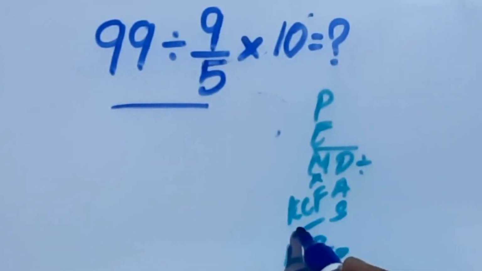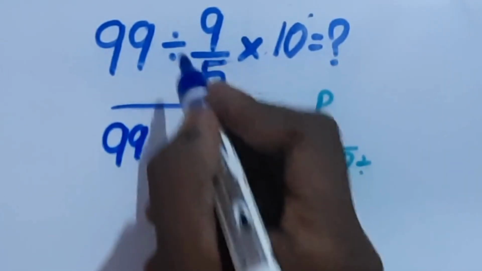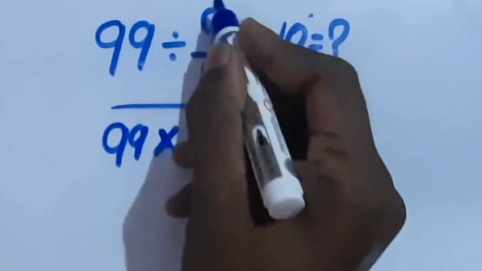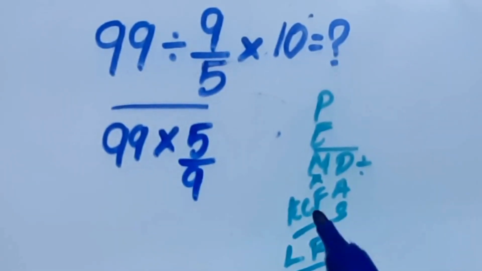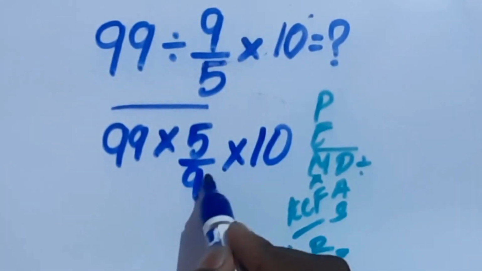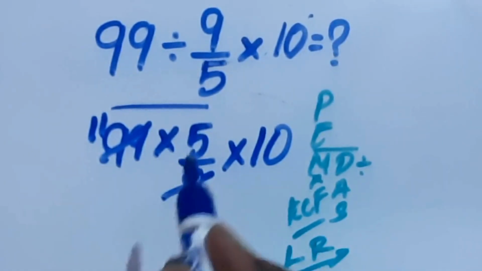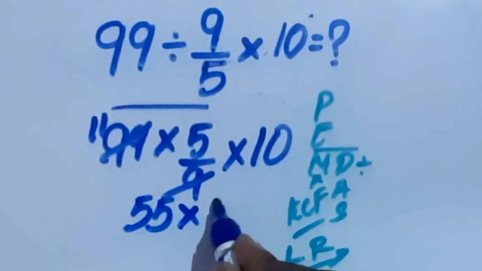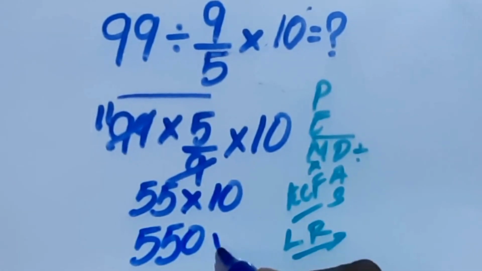KCF means K for keep the first one, 99, change the second one to multiplication, flip the third one, which is 5 by 9. This is KCF, times this 10. Now simplify this. We'll get here 11. 11 times 5 is 55, times this 10. Now 550 is the correct answer.